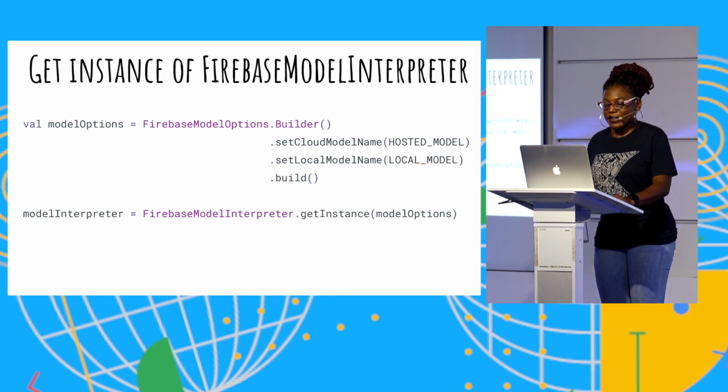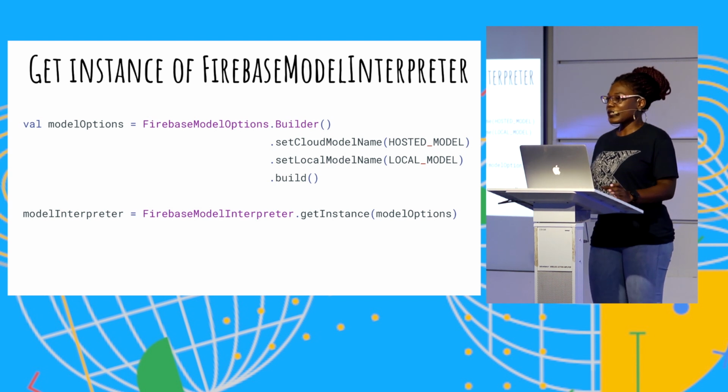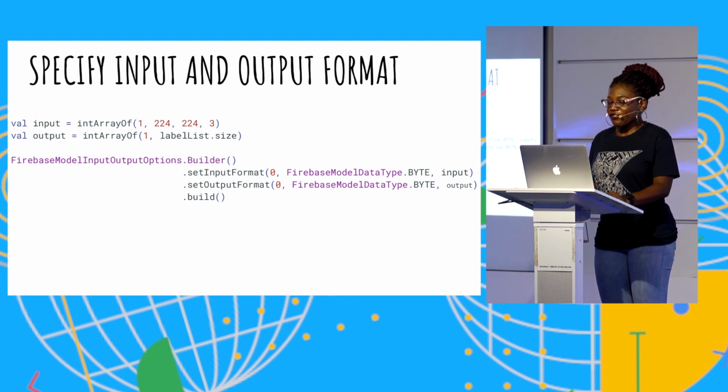Then we have a Firebase Model Options object. These are very long names, with the names of the model hosted on cloud or both, and then use it to get an instance of the Firebase Model Interpreter. If you specify a cloud source model or a local model source, rather, the model interpreter would, so if you specify both of them, if the device is online, then it will use the cloud one, and then if it's offline, it uses the local one. We also need to set the format of the outputs and inputs in an array and include that in the Firebase Model Input-Output Options object.